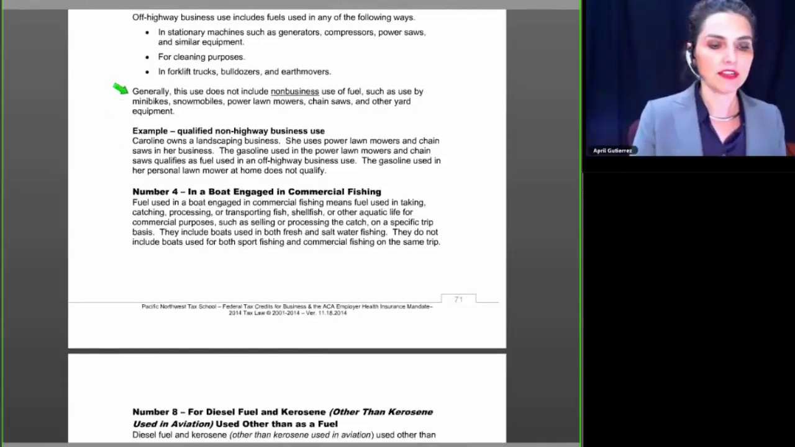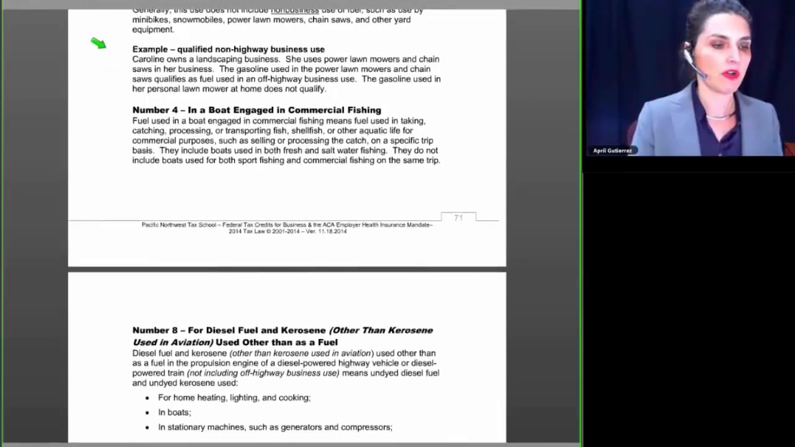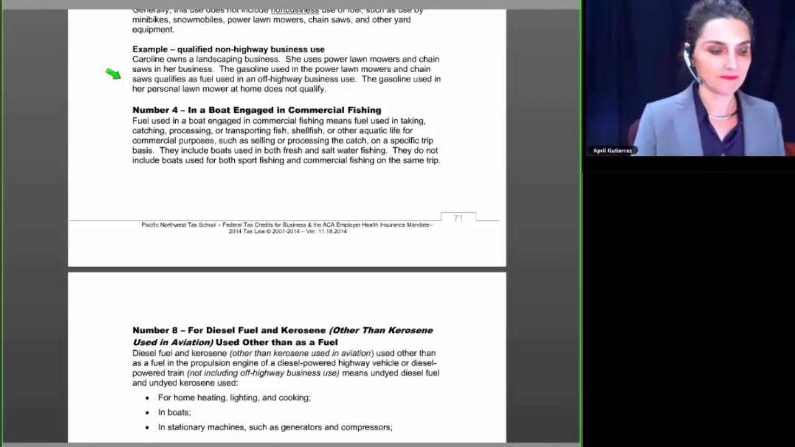Generally, this use does not include non-business use of fuel, such as use by mini bikes, snowmobiles, power lawnmowers, chainsaws, and other yard equipment. And here is an example of what we mean. Qualified off-highway business use: Caroline owns a landscaping business, and she uses power lawnmowers and chainsaws in her business. The gasoline used in the power lawnmowers and chainsaws qualifies as fuel used in an off-highway business use. The gasoline that she uses in her personal lawnmower at her home does not qualify.